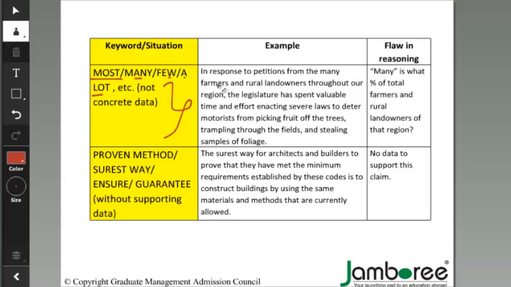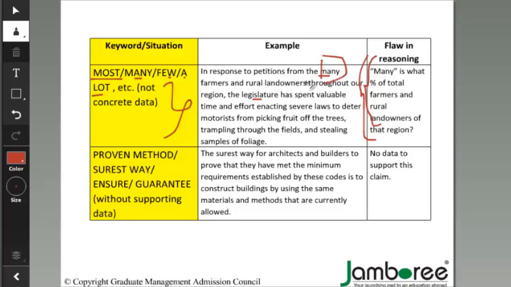Just read this example. In response to petitions from the many farmers and ruralists throughout our region, the legislature has spent valuable time and effort enacting severe laws to deter motorists from picking fruit off the trees, trampling through the trees and stealing samples, blah blah blah, etc. Okay, so what is the meaning of this? Right? Many. What's the percentage? So this is something you can start. And is this enough?